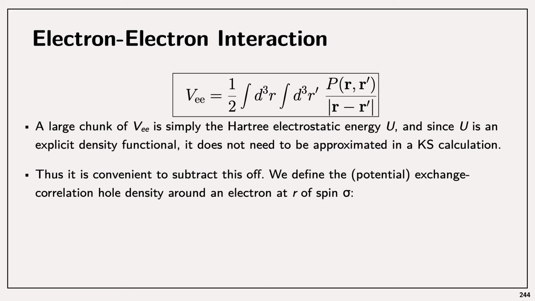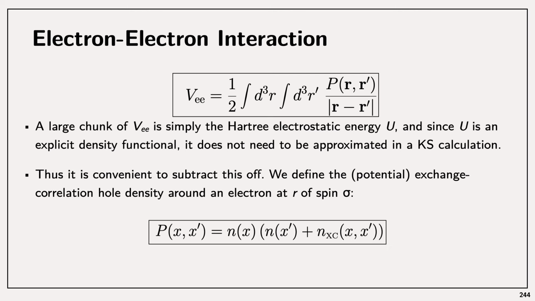Unfortunately, we cannot calculate P(r, r'), which is the pair distribution of an electron at r and at r'. But if we could, this would be exact, right? So what we do is write this pair distribution as it is in this box. It's another important equation. If you get it, you're going to get the whole thing.